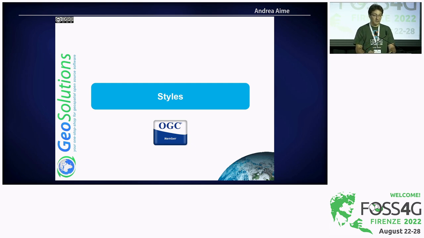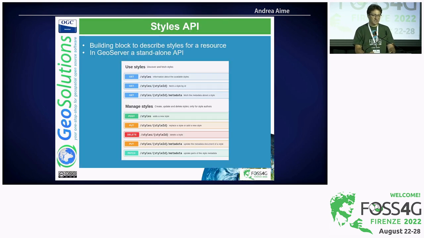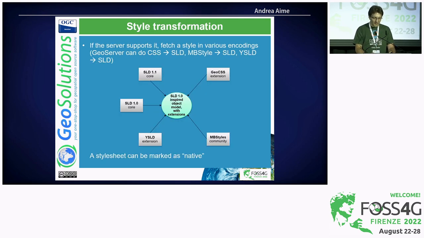This is new. Classic OGC services did not have a style service. So there is this draft API, which is called styles, which allows you to discover and interact with the styles stored in GeoServer. So we can expose all the styles, list them, download them, eventually transform them on the fly. Maybe you have a GeoCSS style, but you want it in SLD. You can download it as such.